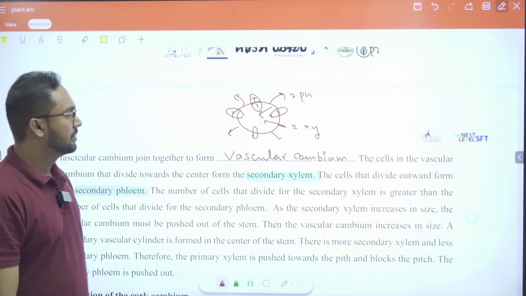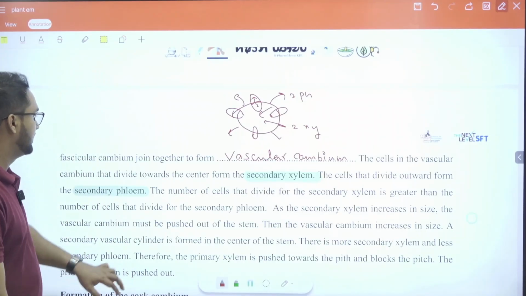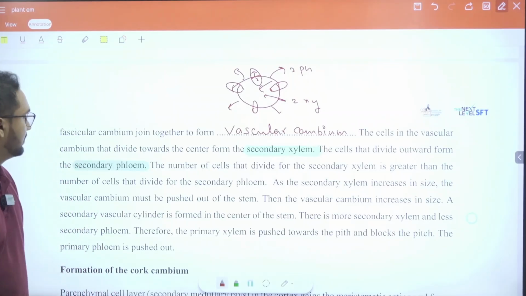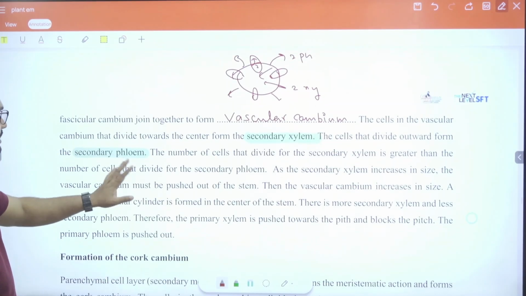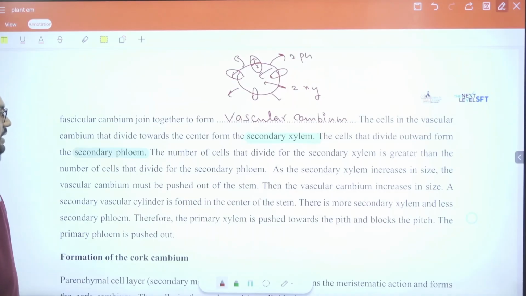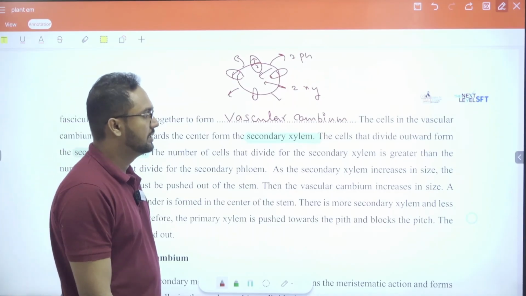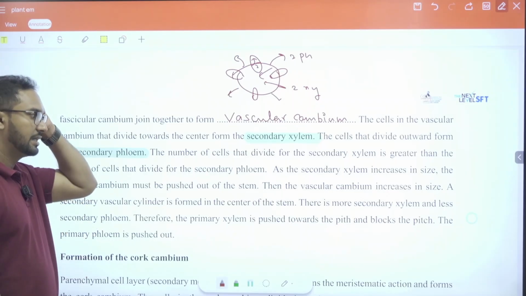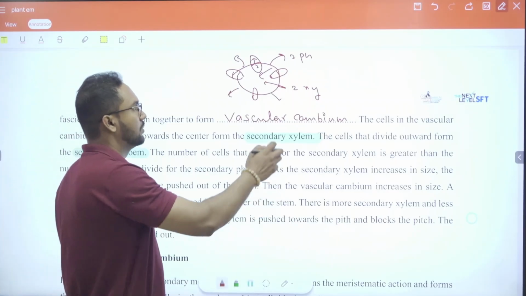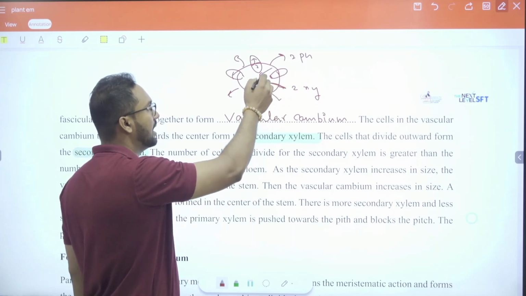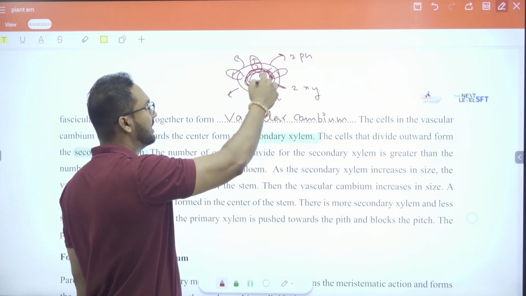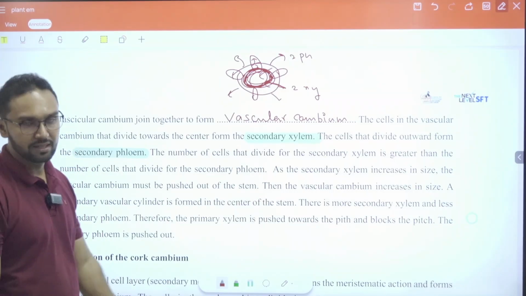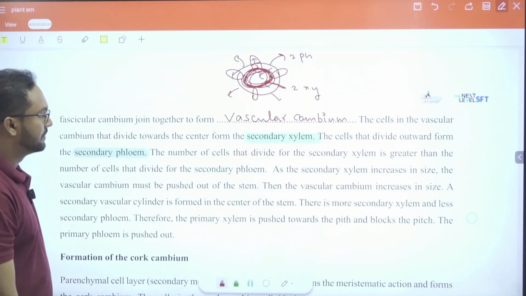හරි. එතකොට the cells in the vascular cambium that divide toward the center form the secondary xylem. The cells that divide outward form the secondary phloem. The number of cells that divide for the secondary xylem is greater than the number of cells that divide for the secondary phloem. ඒ කියන්නේ ඇතුළට divide වෙන cells ගාන වැඩි. එතකොට මැද ගොඩක් cells වලින් accumulate වෙනවා. ඒ හින්දා තමයි stem එක high වෙන්නේ. Xylems හැදෙන number එක වැඩි, phloems හැදෙන number එක අඩුයි.